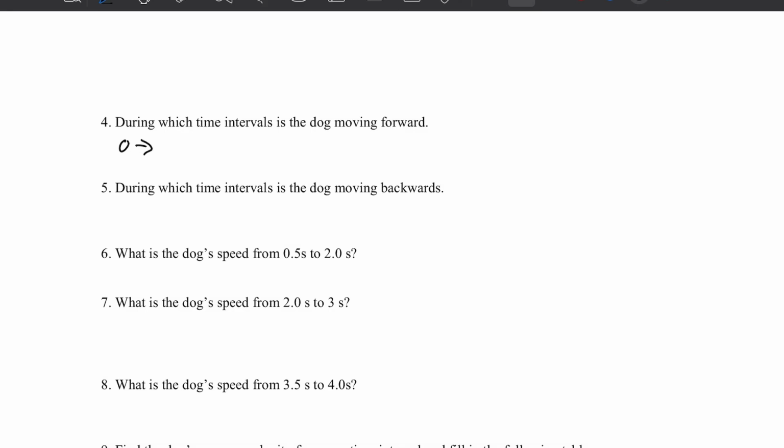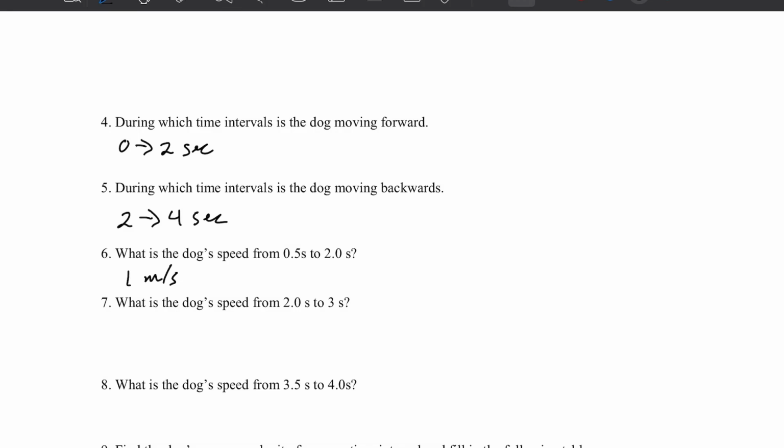During which time intervals does the dog move forward? The dog moves forward when it has a positive velocity, and that was from 0 to 2 seconds. That's when our slope was in a positive direction. During which time interval does the dog move backwards? Backwards is going to be a negative velocity or a negative slope, and that was from 2 to 4 seconds.